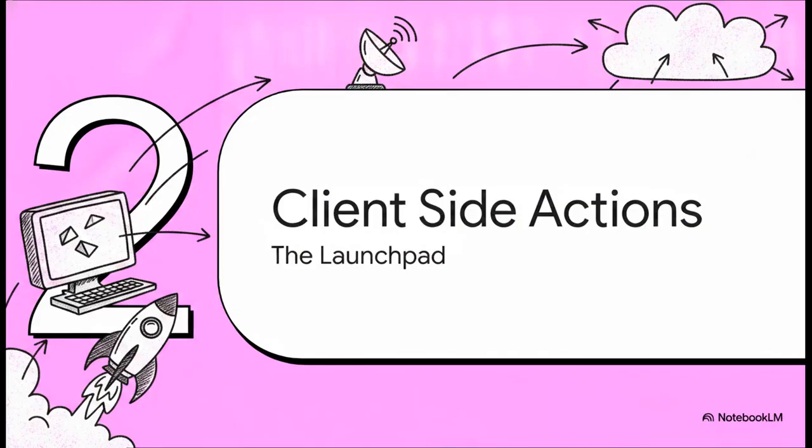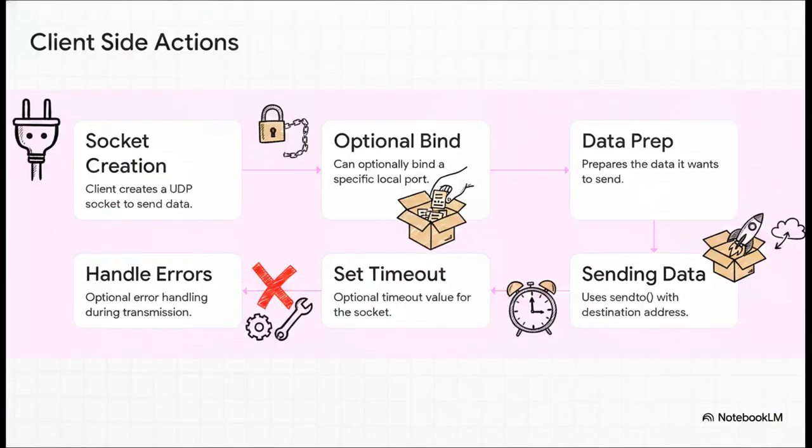Let's move on to Section 2, Client-Side Actions, the Launchpad. All right, so here we have the complete step-by-step lifecycle from the client's perspective. Let's look at this as a kind of micro-narrative of a sender packing up a box of data. Step 1 is socket creation. Obviously, the client has to create a UDP socket to even kick off the process. Step 2 is binding to a specific local port. Well, actually, scratch that. This step is totally optional. It's not mandatory in UDP for the client to bind to a local port.